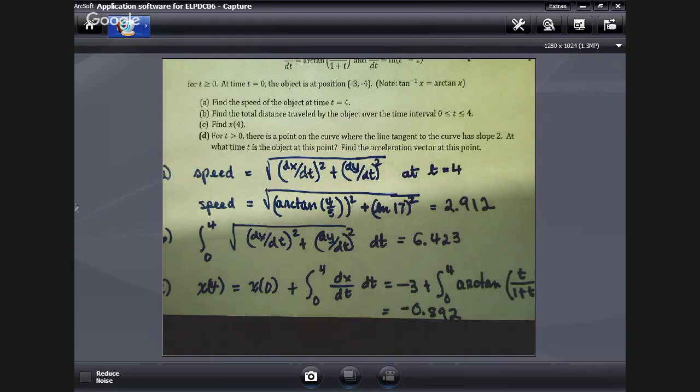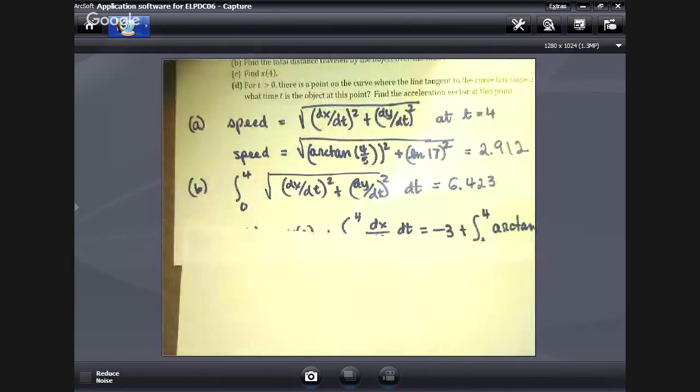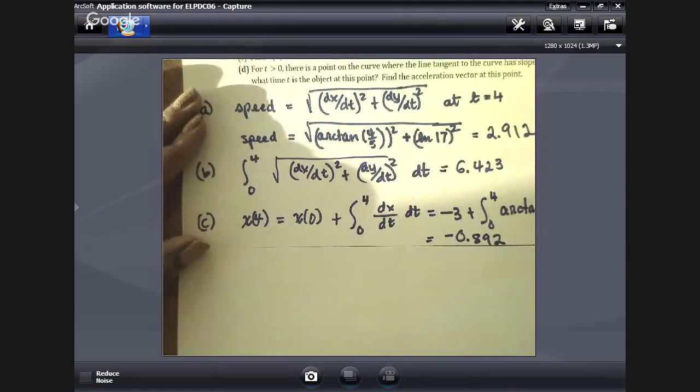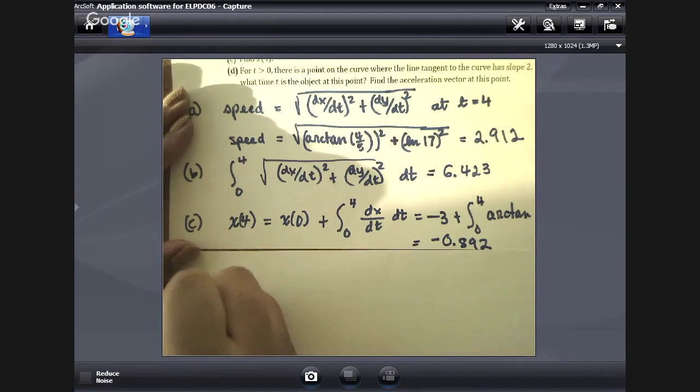Now let's look at part D. I'm scared to cover up part C and know about part D. All right, for some positive value of t, there's a point on the curve where the line tangent to the curve has slope 2. At what time t is the object at this point? Find the acceleration vector at this point. So there's a lot of stuff going on here for D.